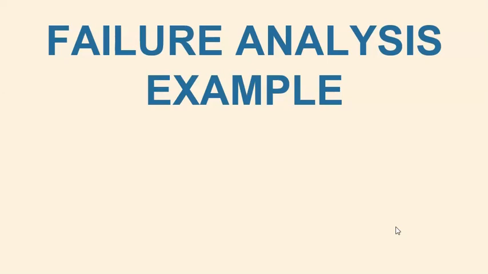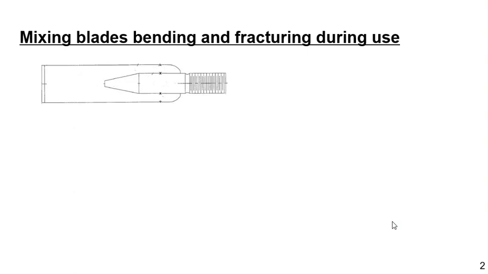Here is an example of a failure analysis we conducted several years ago. The failure involved mixing blades that were bending and fracturing during use. The mixing blades were made of stainless steel. It consisted of a stainless steel shaft that was welded to stainless steel plate.